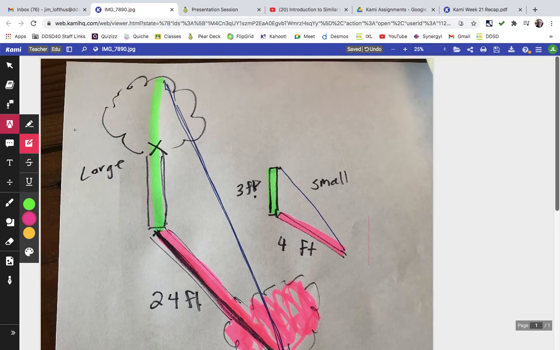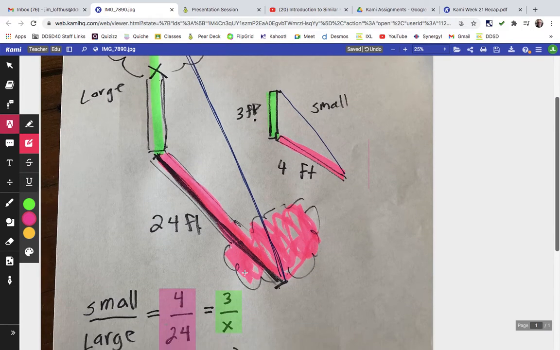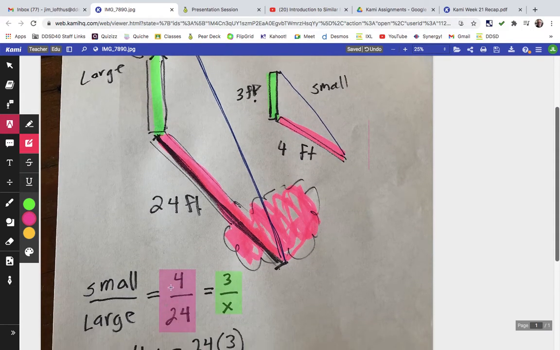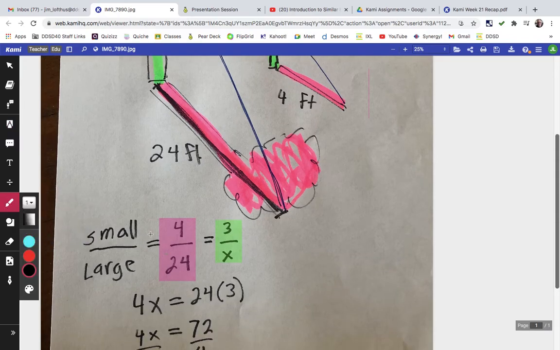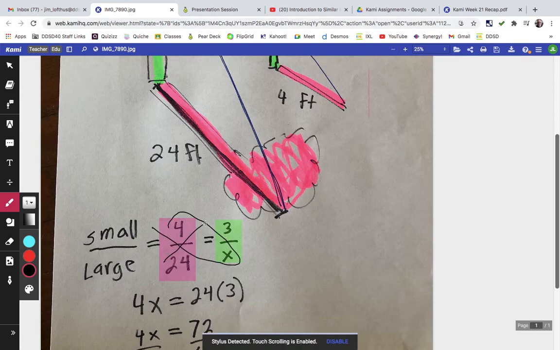So I'm going to start here. There's the tree, there's the yardstick, there's the shadow, and then this is the proportion. And notice how we put small over large. We had quite a discussion that we could actually put large over small, and it would still give us the same cross products. And that's what's important, is we used cross products. So if I take this, I got 4 times x is equal to 24 times 3, and that's how I solved that.